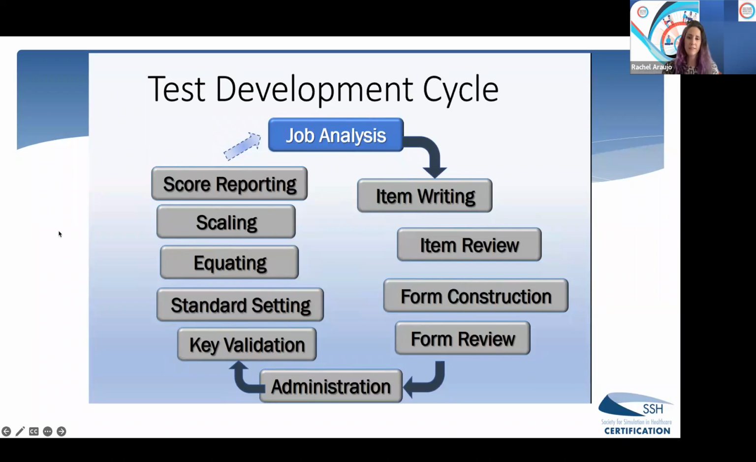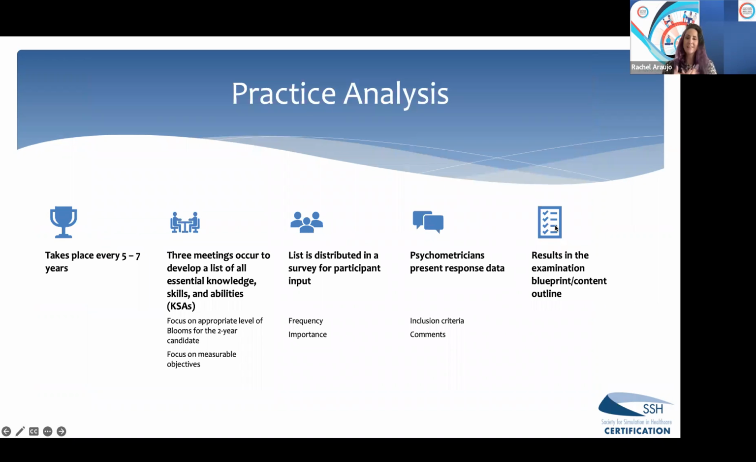And then after it's seen by candidates, the work is not yet done. We do validations, standard setting, equating, scaling and score reporting, and then the process begins again. And we're going to talk in depth about all of these steps. So the first step is item writing. Oh, sorry, I just jumped ahead. Practice analysis. So practice analysis takes place for SSH.